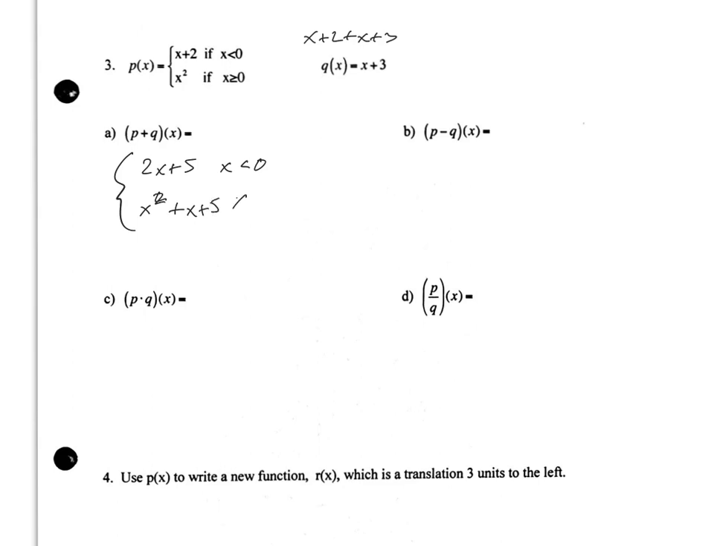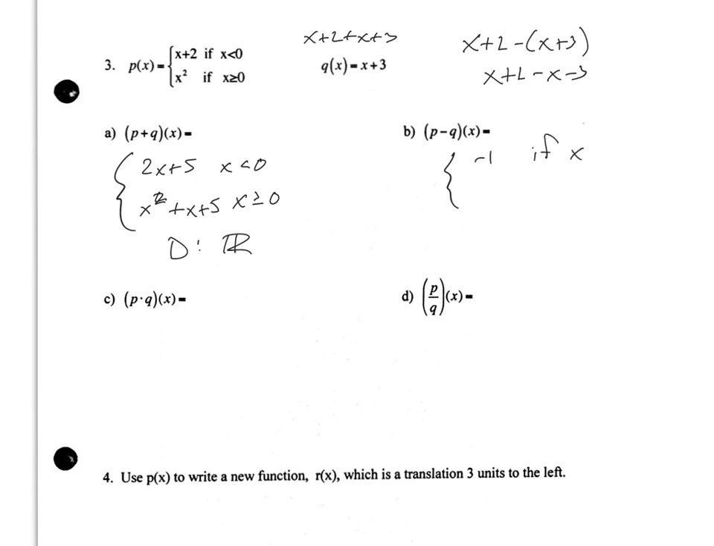And this is if x is greater than or equal to 0. Well, neither one of these things has a fraction or a radical, so your domain is all reals. When you subtract, be careful with your minus sign. x plus 2 minus (x plus 3) turns into x plus 2 minus x minus 3. So we end up with -1.